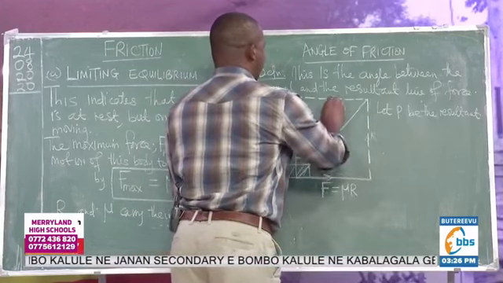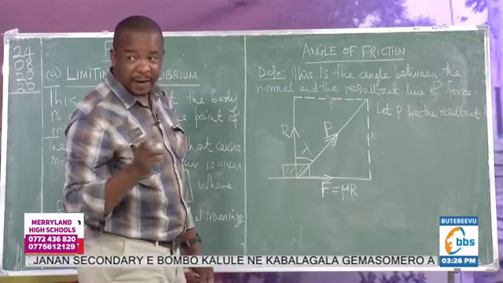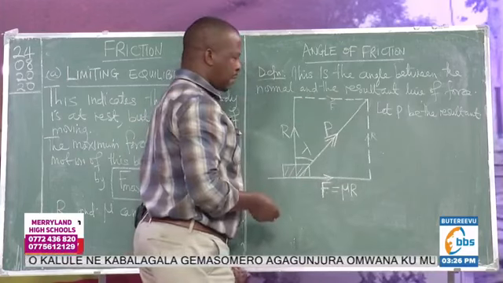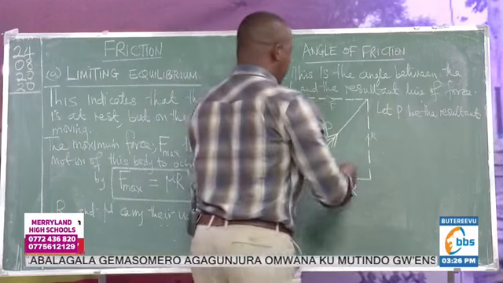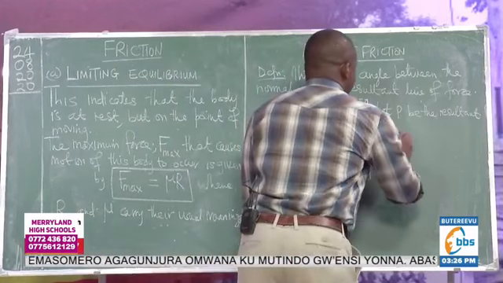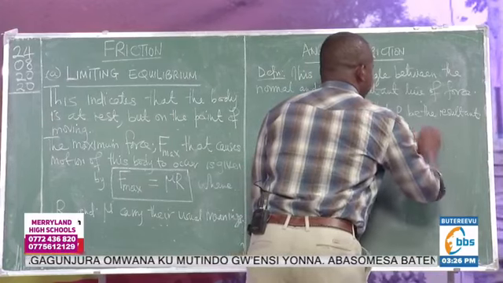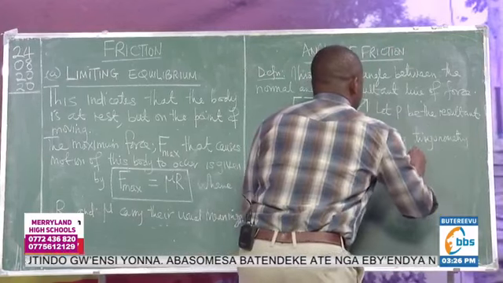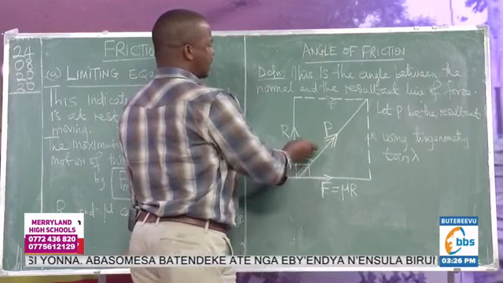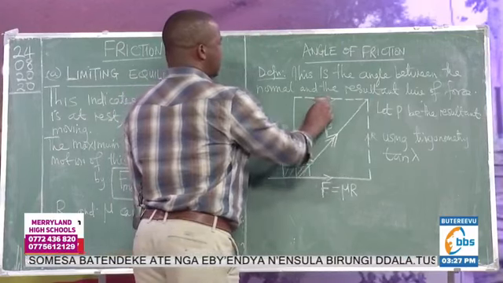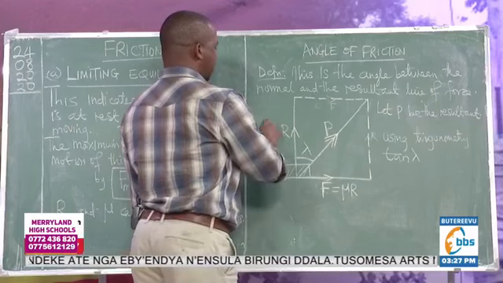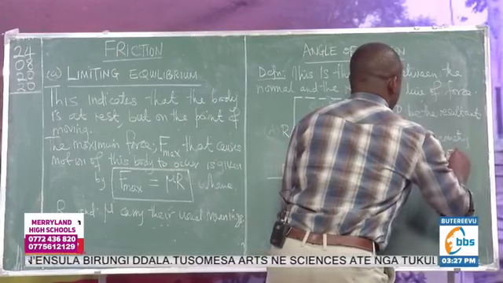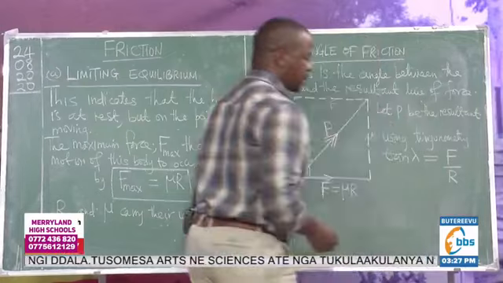Even here we have F. As long as we maintain the direction that F is going this side, because this is a parallelogram, the two opposite sides are equal, and therefore, using trigonometry, I am going to take the tan of lambda. Trig states that tan is opposite over adjacent. Lambda is here, so this becomes the opposite side, and this becomes the adjacent side. So my tan of lambda will become the opposite, which is F, over the adjacent, which is the normal reaction.